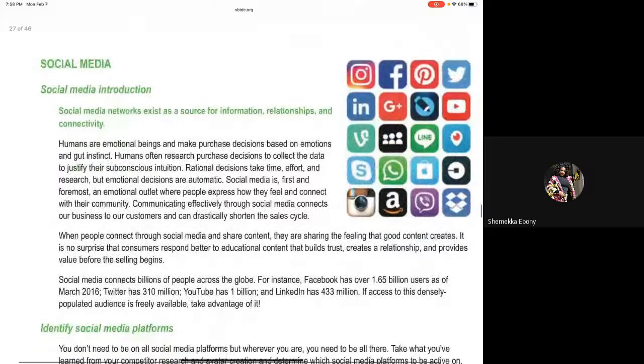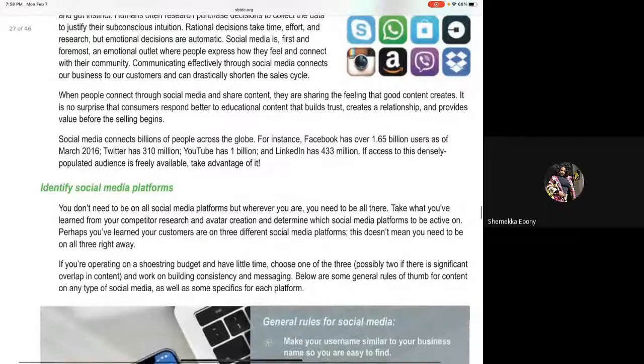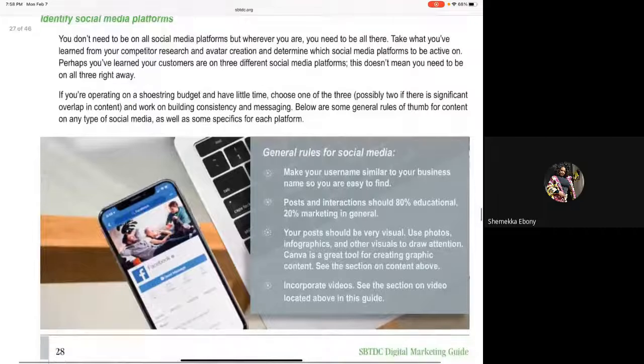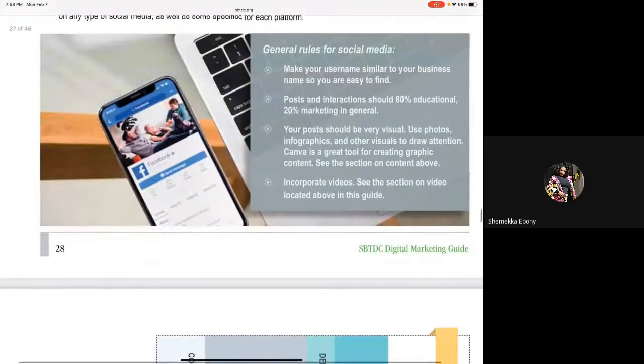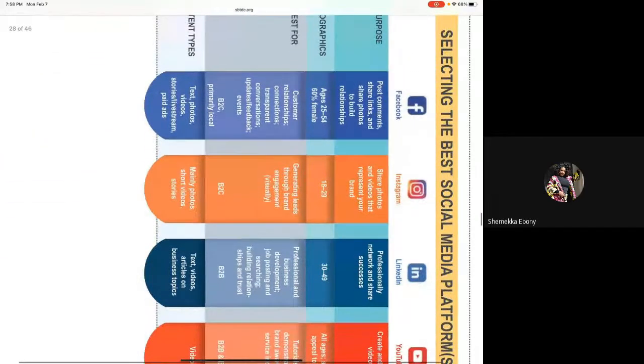And then it goes over the details of social media. Again, some of you are already very savvy on these. It'll give you some tips on what would be a good idea as far as general rules for social media. But I want to make sure I got a chance to do this.